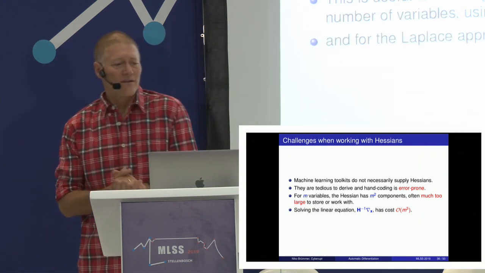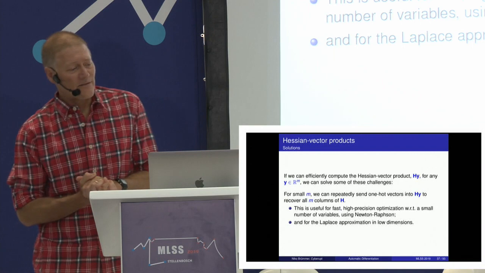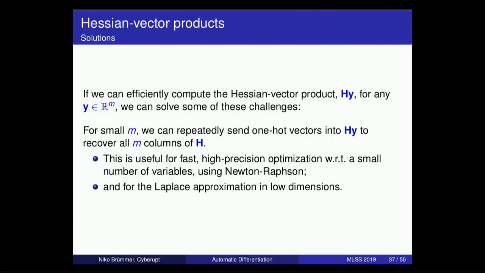So, solutions. If we can efficiently compute this Hessian vector product, so an arbitrary vector of the same size as the input, you're multiplying this with a Hessian matrix. We're not going to do this explicitly. I'm going to show you a way of doing it implicitly and with low computational cost. If we can do that, then we can solve some of these challenges, some approximately.